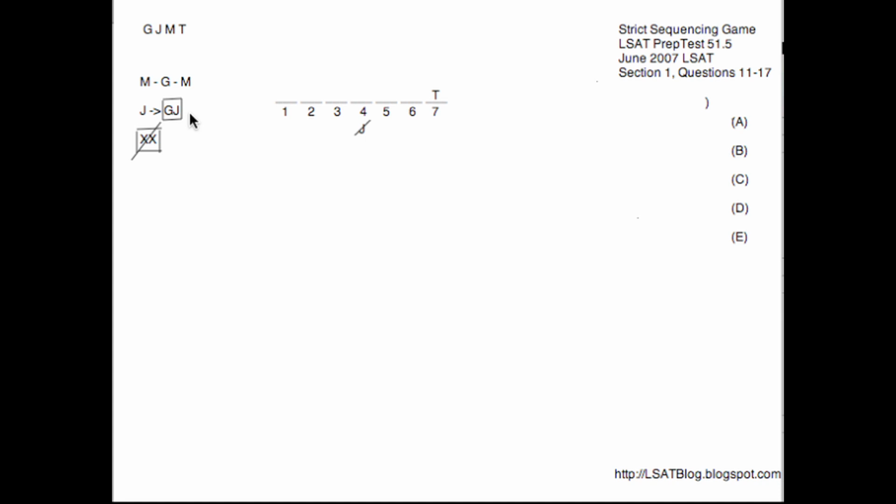So the word any is a sufficient condition indicator. So anytime we have J, we have G going prior. So if we have J, then we have G going prior. So J requires GJ occurring consecutively. This does not mean that whenever we have G, we're going to have J. It means that whenever we have J, we're going to have G. So G can occur independently of J. It's just that J cannot occur independently of G.